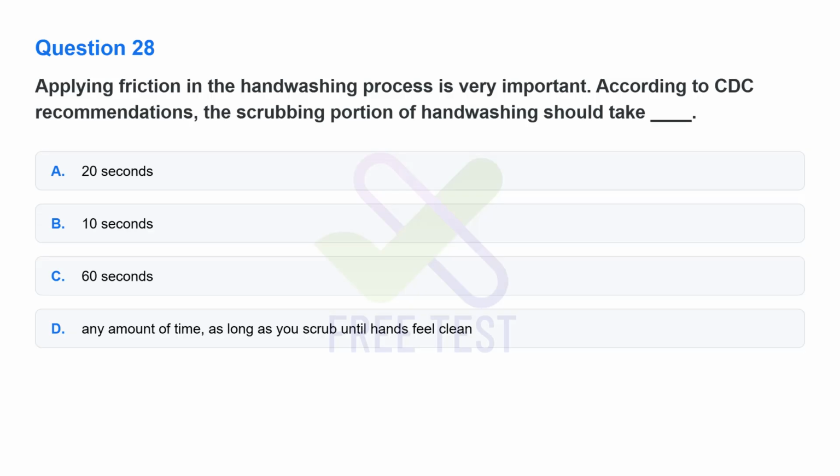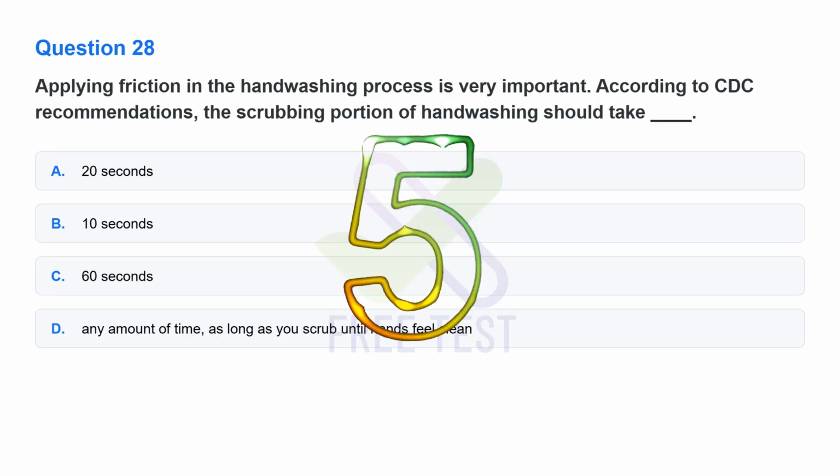Applying friction in the hand-washing process is very important. According to CDC recommendations, the scrubbing portion of hand-washing should take: A. 20 seconds. B. 10 seconds. C. 60 seconds. D. Any amount of time, as long as you scrub until hands feel clean.